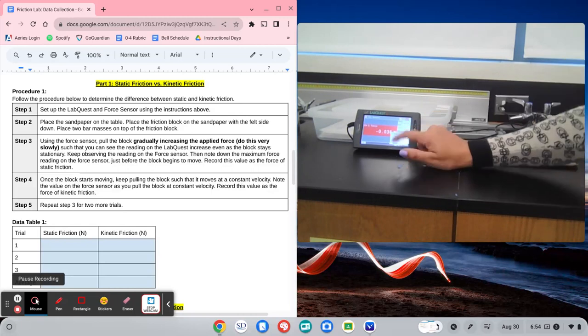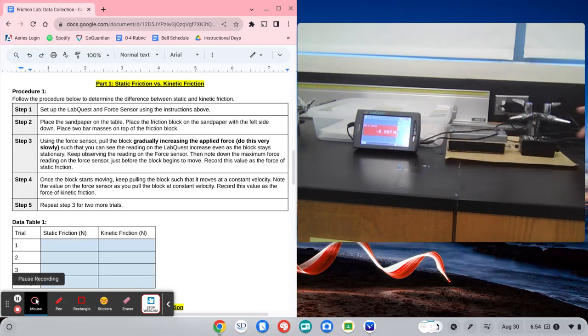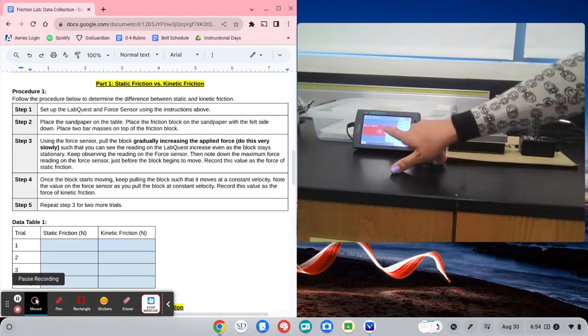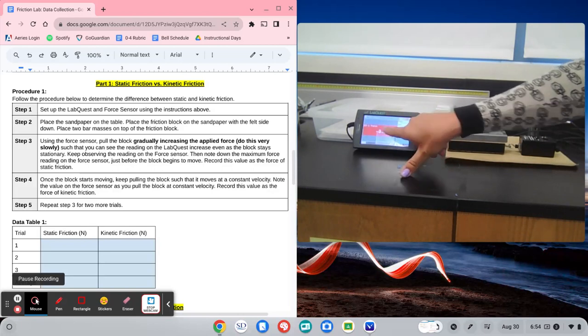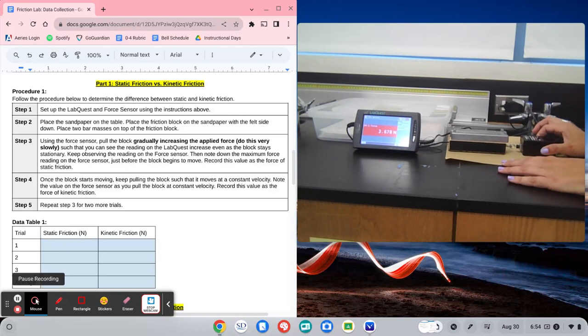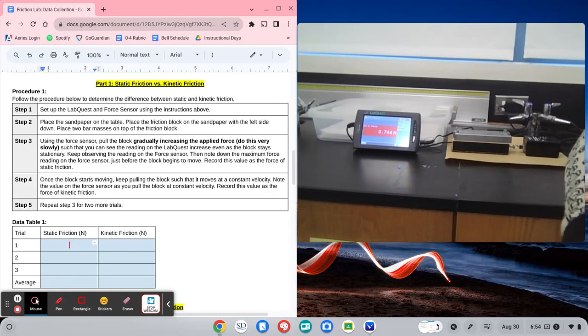I'm going to go ahead and zero my LabQuest out to start off with a zero force. And then I'm going to pull it super slowly just until it's right about to move. And that will be my static friction value. I'm going to do that 3 times. All right, here's my first one. So I got a max reading there of 3.7 newtons. So I'm going to write that down.